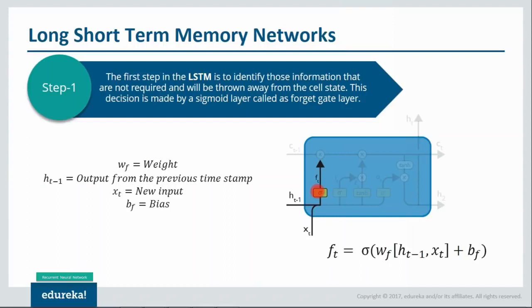A 1 represents completely keep this, while a 0 represents completely get rid of this. Now if we go back to our example of a language model trying to predict the next word based on all the previous ones, in such a problem, the cell state might include the gender of the present subject so that the correct pronouns can be used.